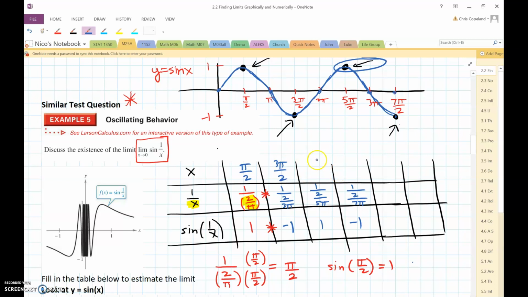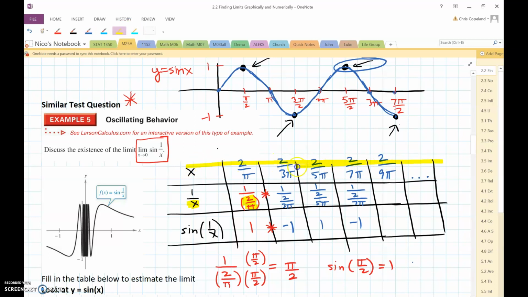Or no, it wouldn't. Sorry, this x value would be 2 over pi. This one would be 2 over 3 pi. This one would be 2 over 5 pi. And this one would be 2 over 7 pi. The next one, as you could imagine, would be 2 over 9 pi. And then this process would continue on forever. Okay?